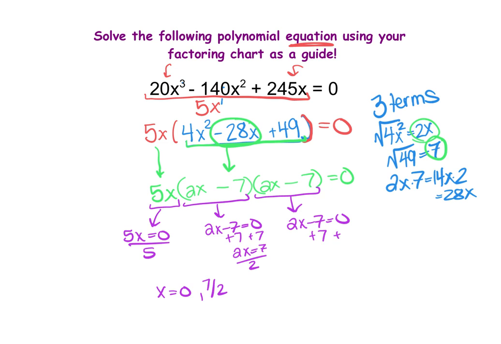Then we do the same thing here. We divide by 2. We also get 7 over 2. And because that's a repeated answer, we just need to list it once.